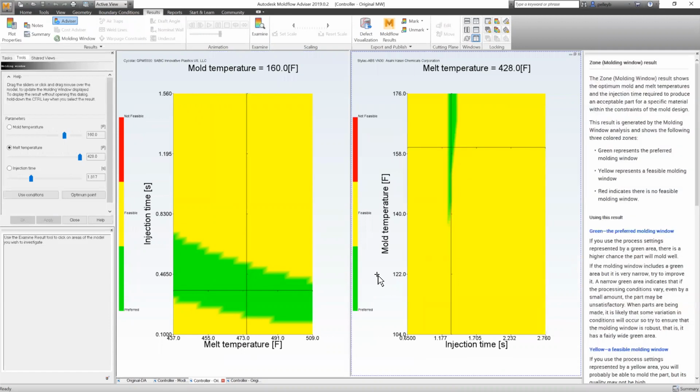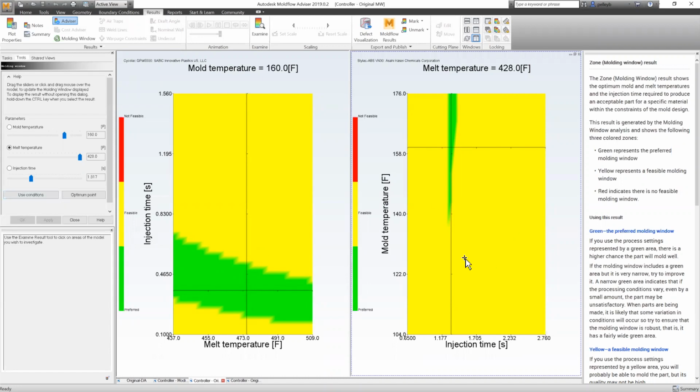Now, these are 3 key process parameters: fill time, melt temp, mold temperature. And my little indication over here tells me what I should be looking at, but green is preferred, yellow is feasible, and then red, I'm headed towards high stress, short shot, bad things. And there are several ways that this can be used. One, again, I could just go to the center ideal injection time, mold temperature, and then kick off a flow analysis, or I can do some comparisons.